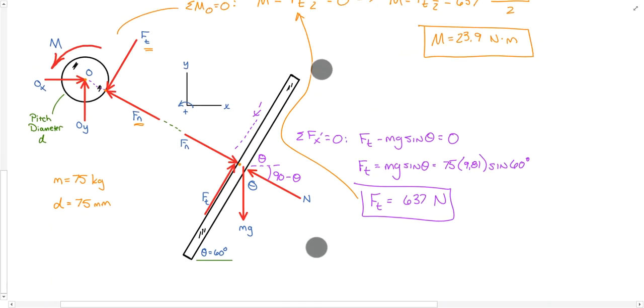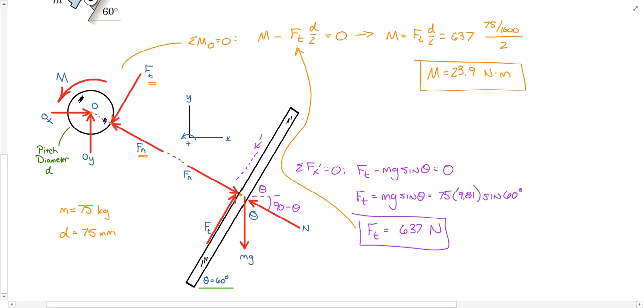So, a good problem, two different objects to draw free body diagrams of. I used an X prime axis tilted in the direction of the rack, so I only needed to take the component of mg that pointed down the rack. I didn't need to compute Fn or the normal here, or Ox or Oy. Alright, so that is it for this problem.